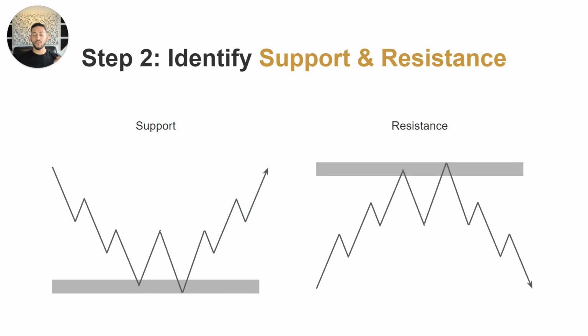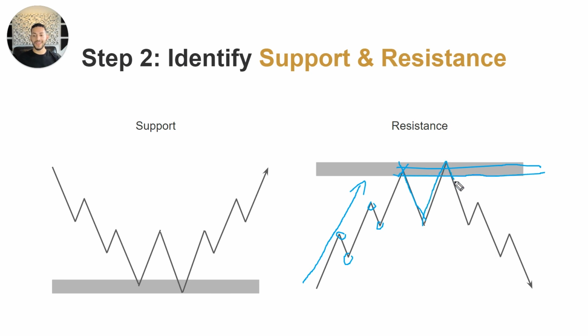Same happens with the resistance. In this example here, we're going in the opposite direction and we are trending up, making higher highs and higher lows. Eventually, we hit a level where price rejects. That is when we draw our resistance.